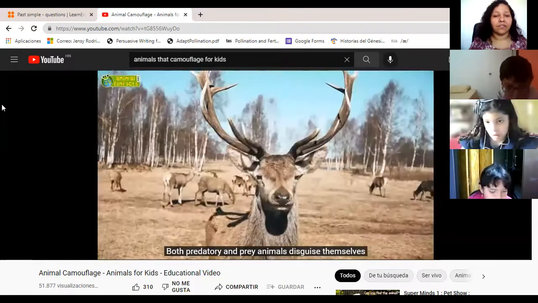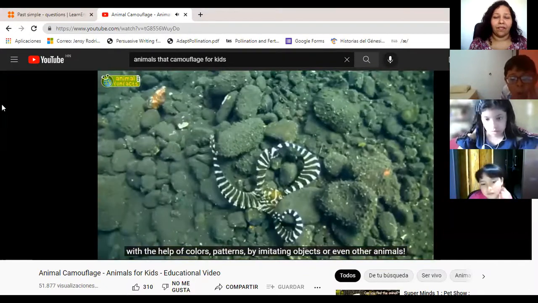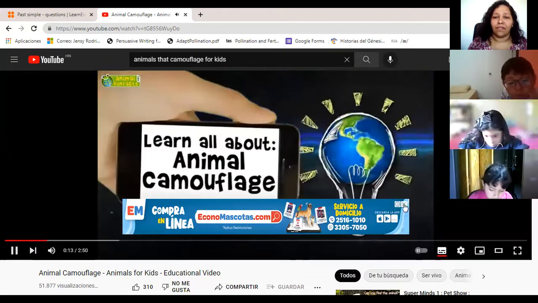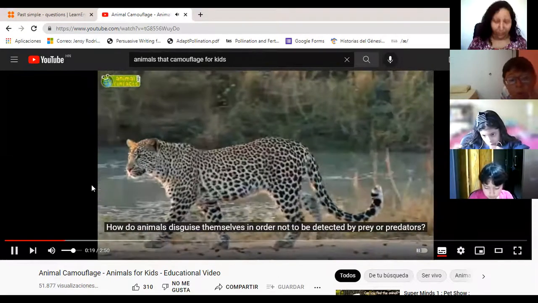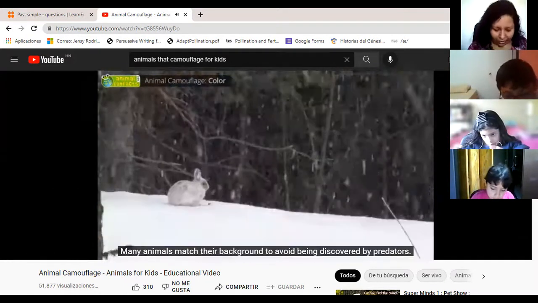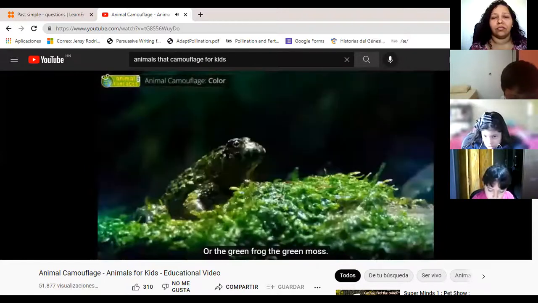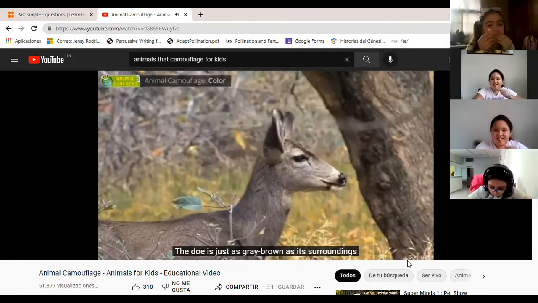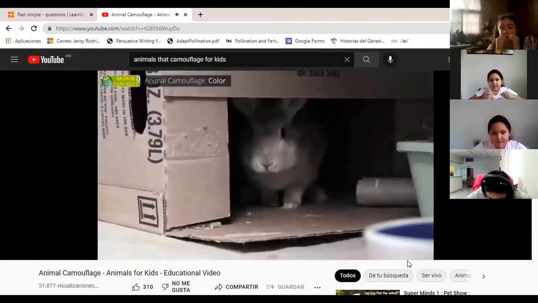Both predatory and prey animals disguise themselves with the help of colors, patterns, by imitating objects or even other animals. How do animals disguise themselves in order not to be detected by prey or predators? Camouflage colors. Many animals match their background to avoid being discovered by predators. For example, the snowshoe hare matches with the snow, or the green frog, the green moss. The doe is just as gray-brown as its surroundings, and the crab spider is as white as the flower on which it's sitting. Me, I matched my fur color with the cardboard box.